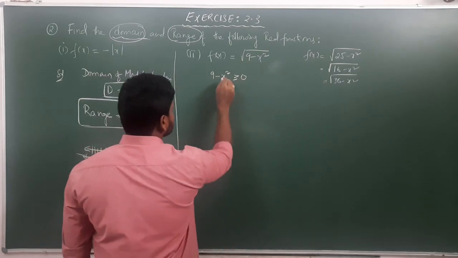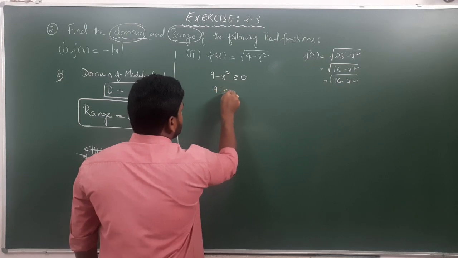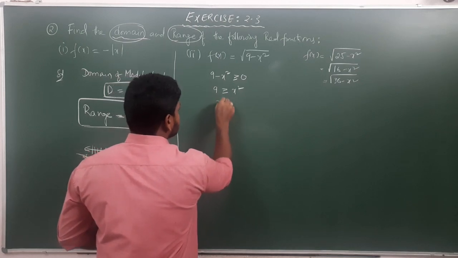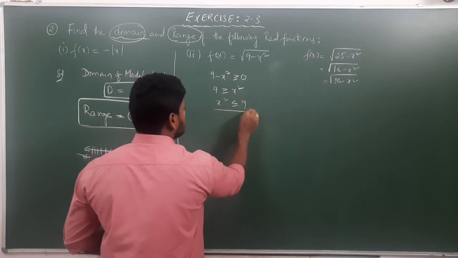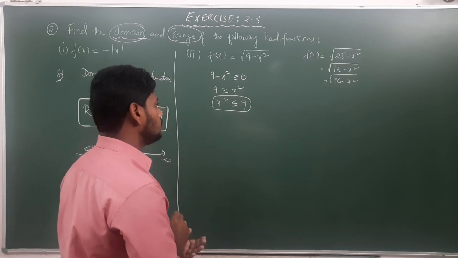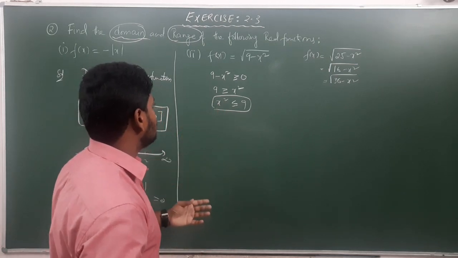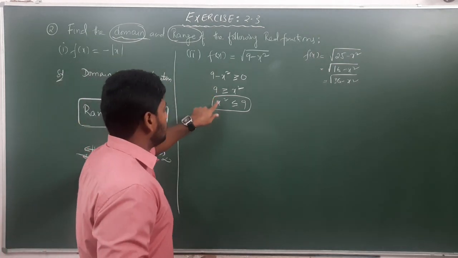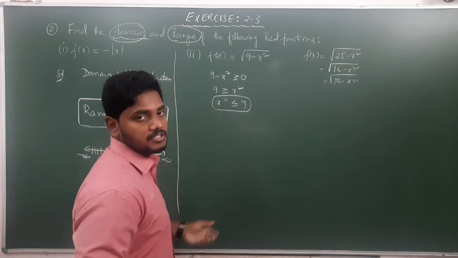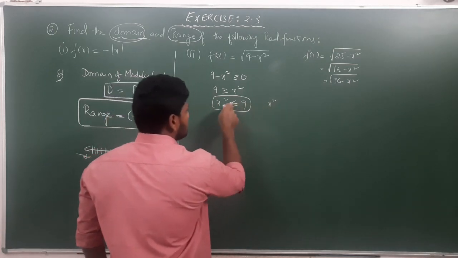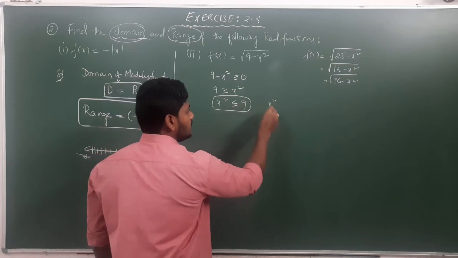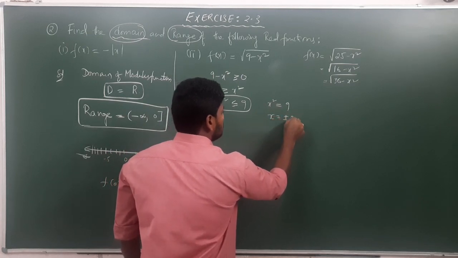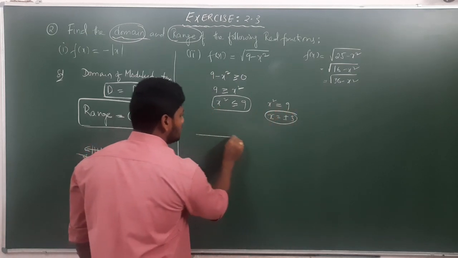Right? So 9 is greater than or equal to x square. Nothing but x square less than or equal to 9. Remember this: x square less than or equal to 9. The x value is nothing but the domain value. If x square is less than or equal to 9, how to find the x value? I will consider the equal condition first. So x square equal to 9. If x square equals 9, what is the x value? Plus or minus 3.